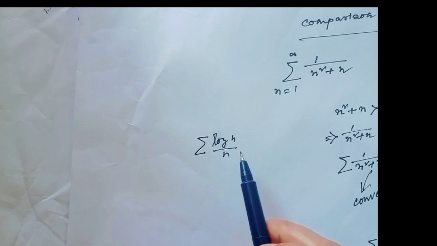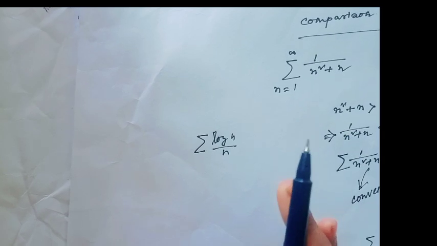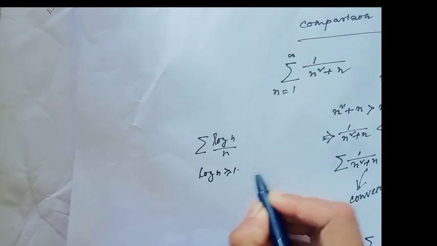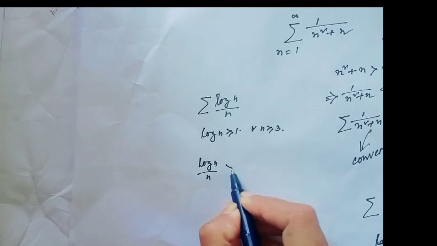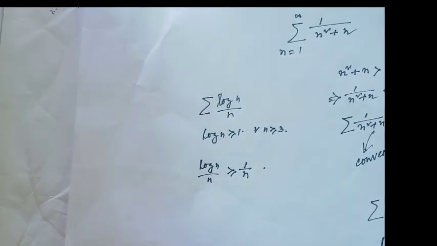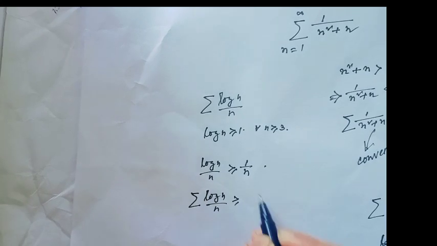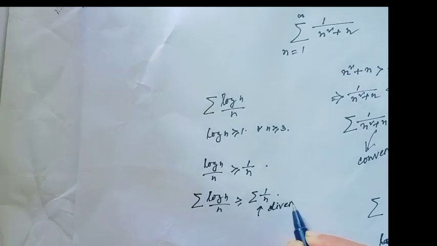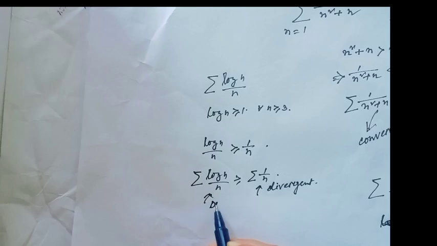Our next series is log n over n. When n goes to infinity, we all know n approaches infinity faster than log n, and log n is always greater than or equal to 1 for all n greater than or equal to 3. Therefore, log n over n is greater than or equal to 1 over n. Okay. Then the series log n over n is greater than or equal to the series 1 over n, and since the series 1 over n is divergent, therefore by the comparison test our bigger series is divergent.